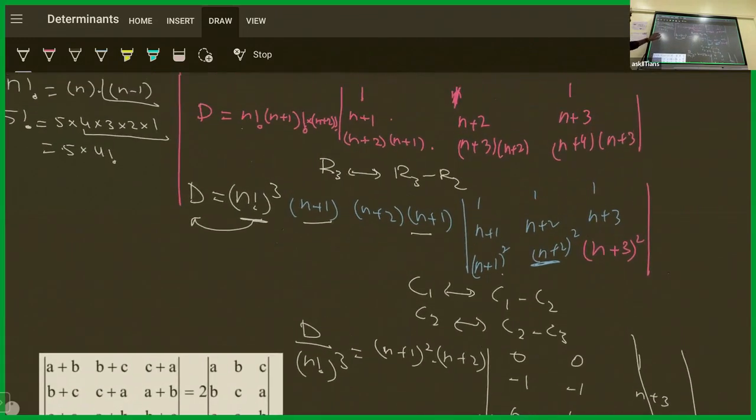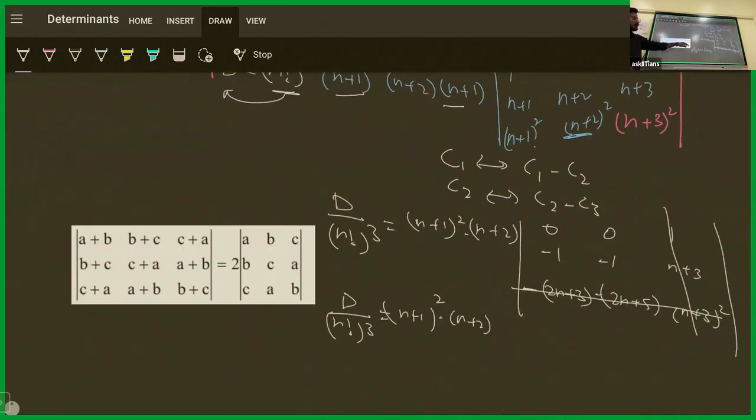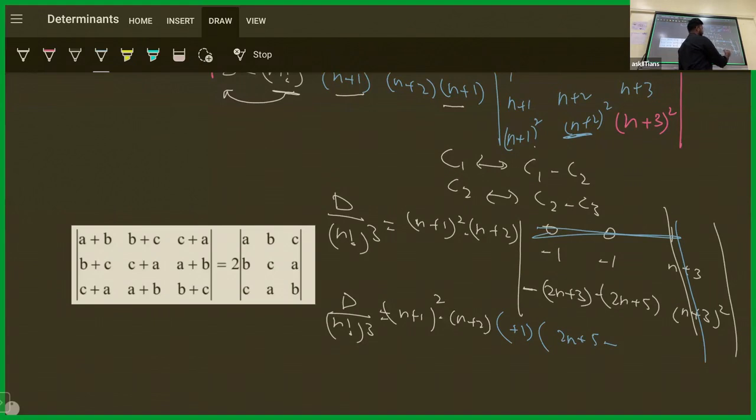Okay, what was the question? We need to prove something, no? What was the question? That this whole thing is divisible by n. We are expanding by row 1, correct? So we need to hide this row and this column, right? So now we are left with plus 1 multiplied by minus, which will be plus, so 2n plus 5 minus of what? Minus of 2n minus 3, right?